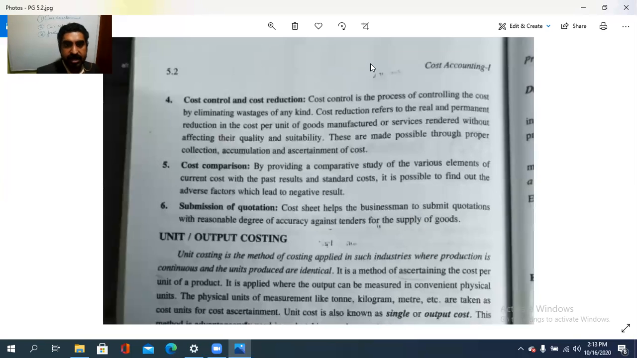Then another one is cost control and cost reduction. Actually, this you already studied in the first module, just to have a briefing of this. Cost control and reduction. Control is the process of controlling the cost by eliminating the wastages of any kind.